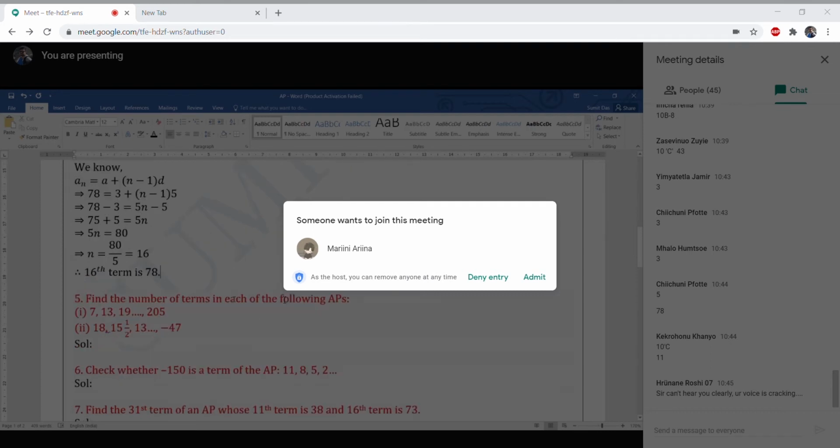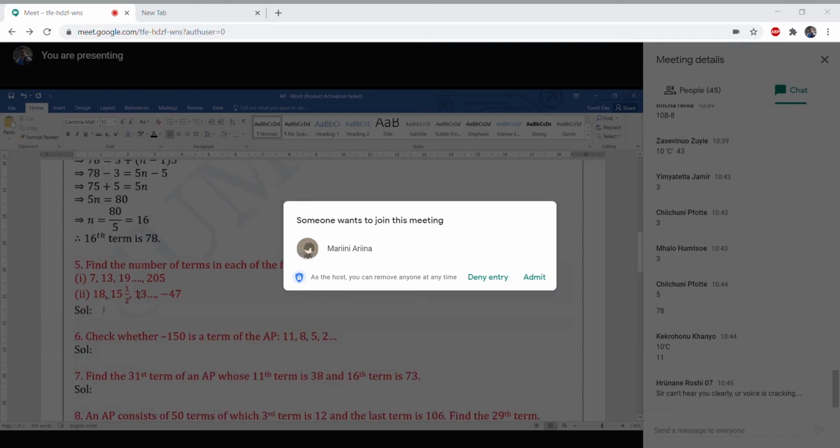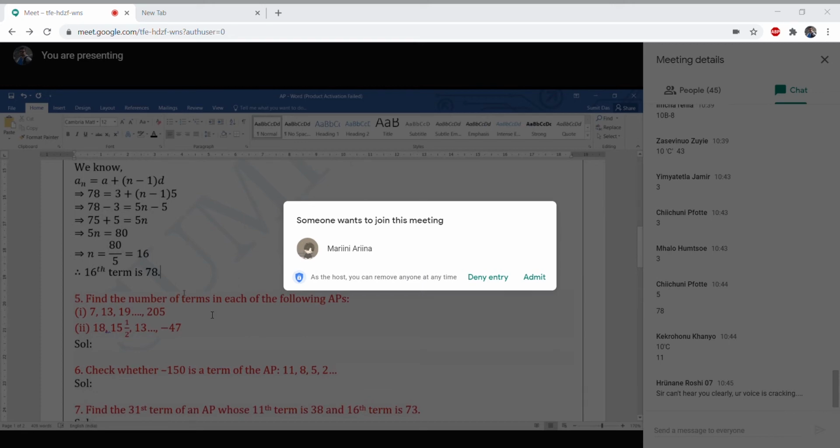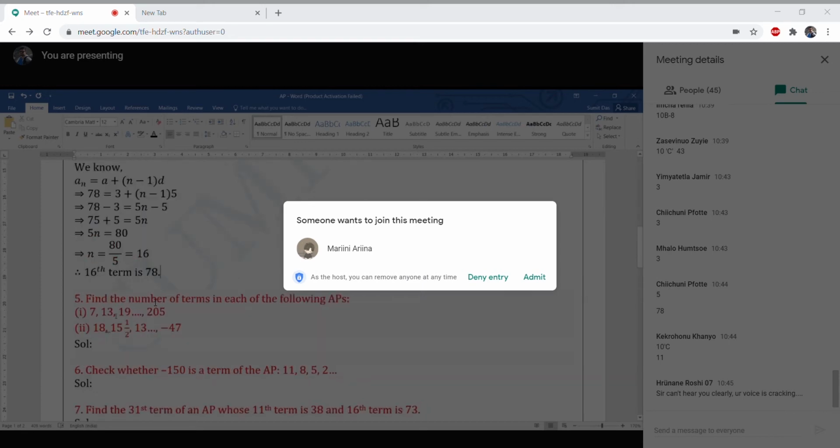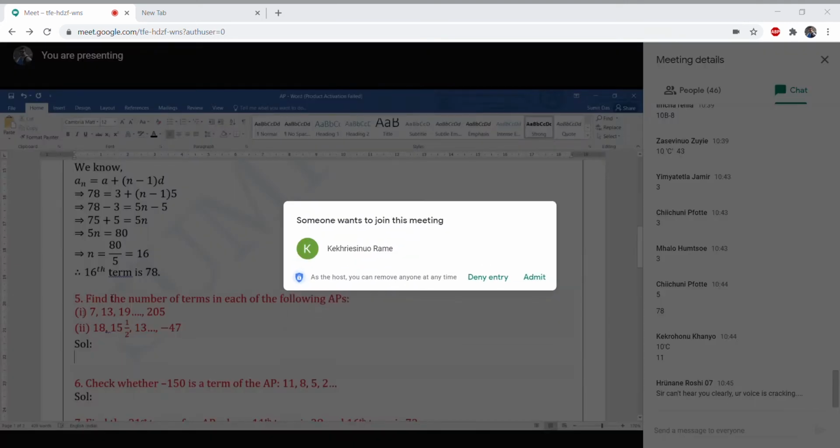Find the number of terms in each of the following APs. This question is also the same as question number 4, right? You can see we have to find the number of terms. So 7, 13, 19, 205. First term is 7. Common difference you can obviously get, and then an is this. For this question I'm doing question number 2. Question number 1 you can do by yourself.